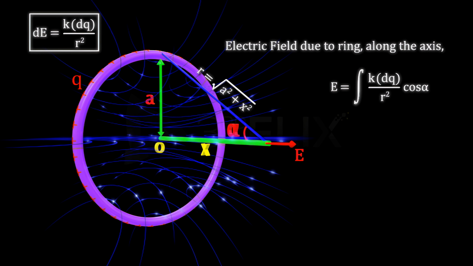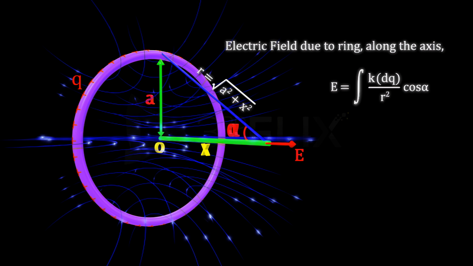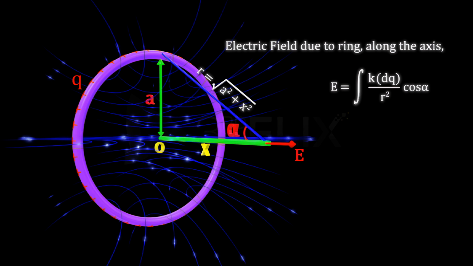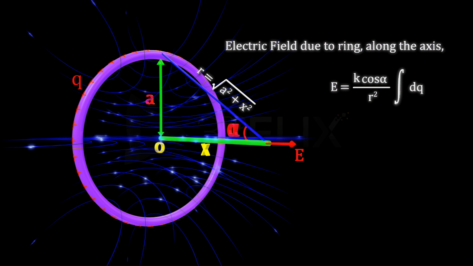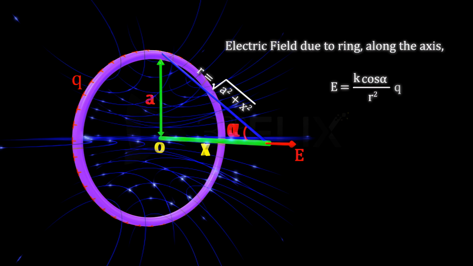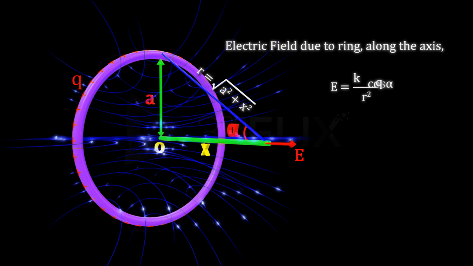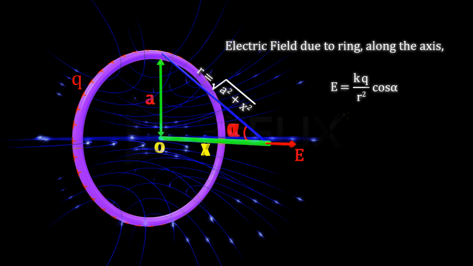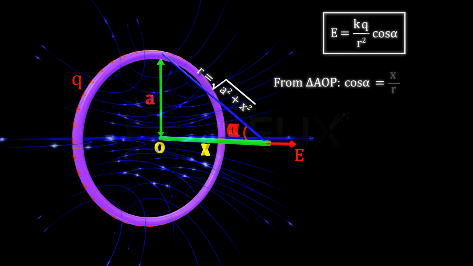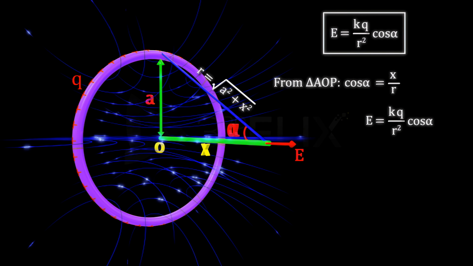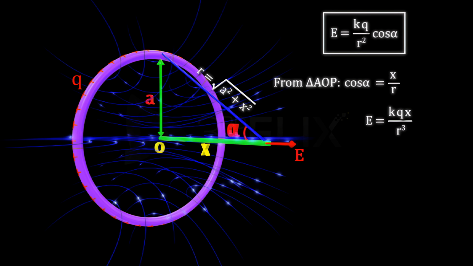Substituting dE in it, values of k, alpha and r are constant for all the elements on the ring. Hence, they can be taken out of the integral. On integrating over the whole charge of the ring, we get E is equal to kq by r square cos alpha. Cos alpha is equal to x by r.